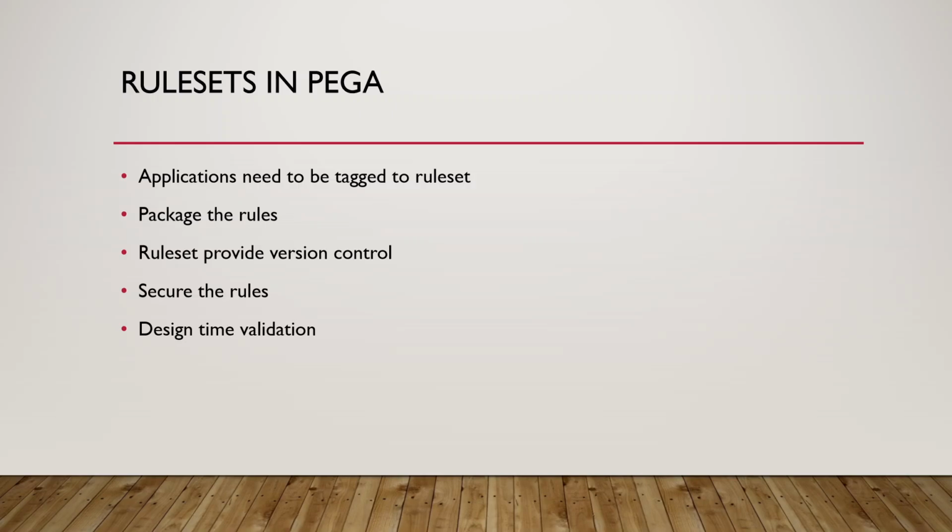Rule sets will pick the rule. This is how Pega is developed. So it's very important for you to have each and every rule defined in a rule set, and package the rules. Each and every rule set, we call it a package, which contains the list of rules.